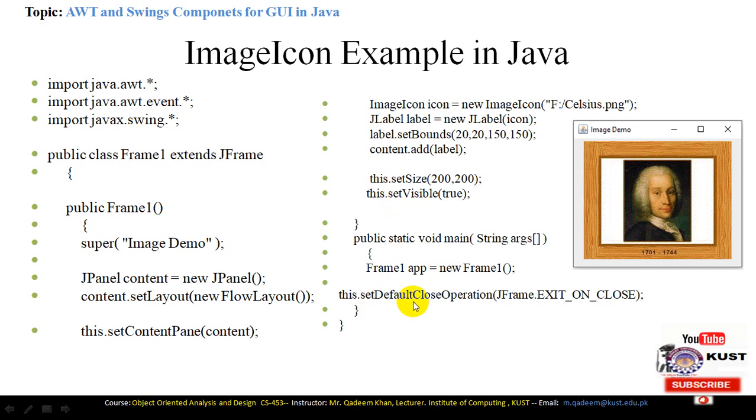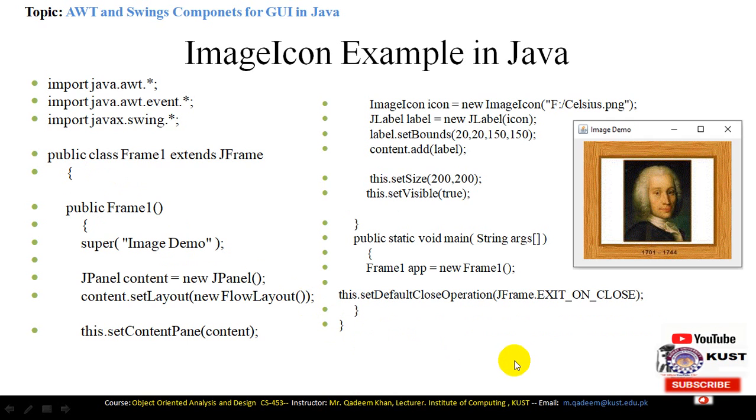Now this.setDefaultCloseOperation(JFrame.EXIT_ON_CLOSE) means that when the cross button or the close button is clicked, the window will disappear. And here is the end of void main and the end of the class, from here to here.